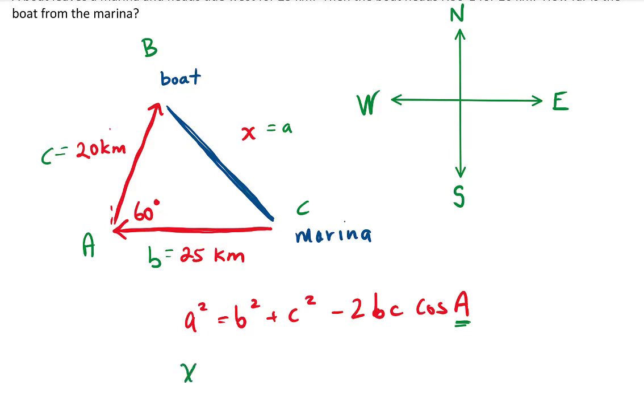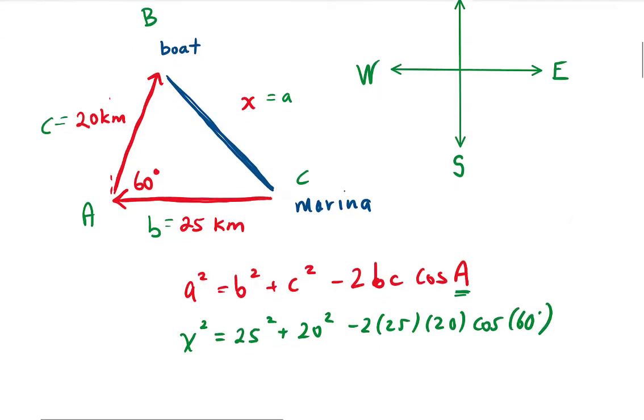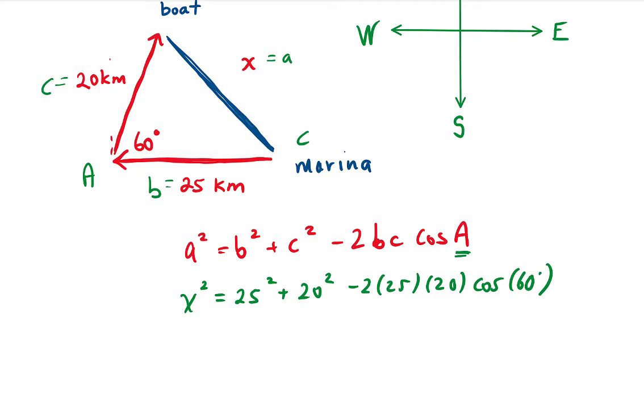So let's sub in what we know. We know that a is equal to x, so we have x squared equals 25 squared plus 20 squared minus 2 times 25 times 20 times cosine of angle A, which is 60 degrees. Next step is to evaluate the right side of this equation, which gives us an x squared value of 525. And if we want to solve for x, we need to square root both sides, and it tells us that the boat is 22.9 kilometers away.